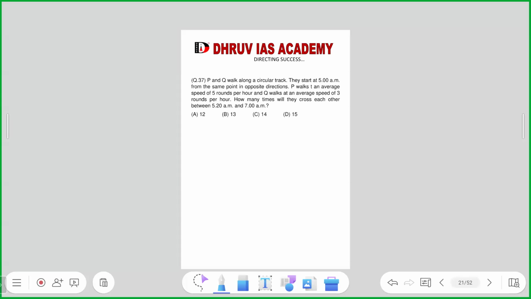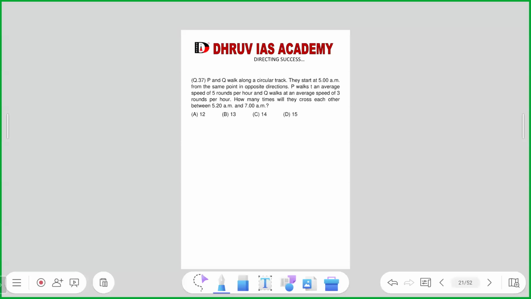Okay, next one. P and Q walk along a circular track. They start at 5 a.m. from the same point in opposite directions. P walks at an average speed of 5 rounds per hour, and Q walks at an average speed of 3 rounds per hour. How many times will they cross each other between 5 a.m. and 7 a.m.?